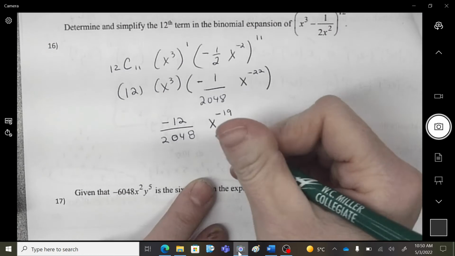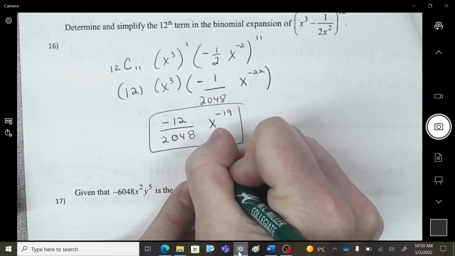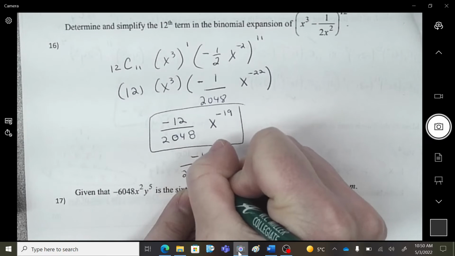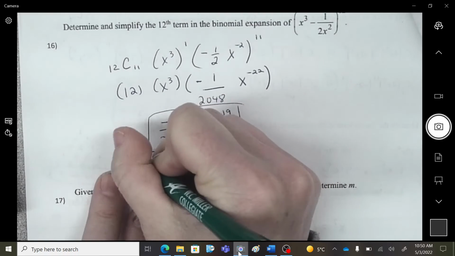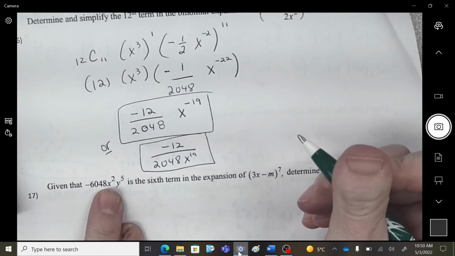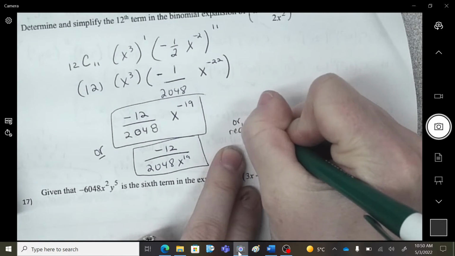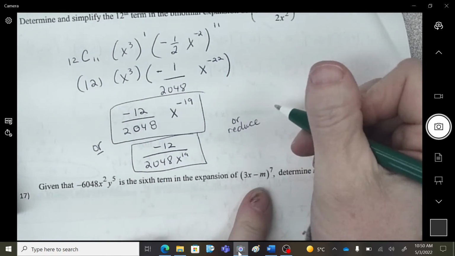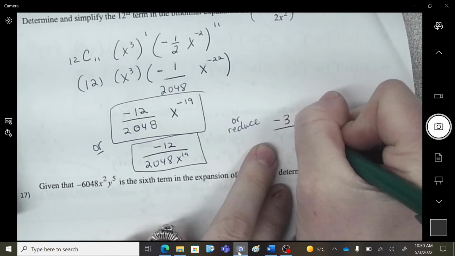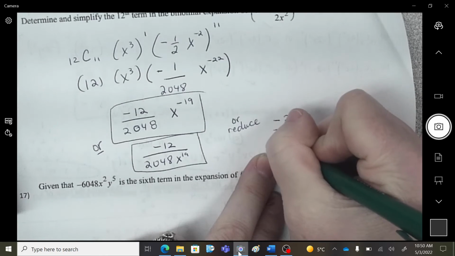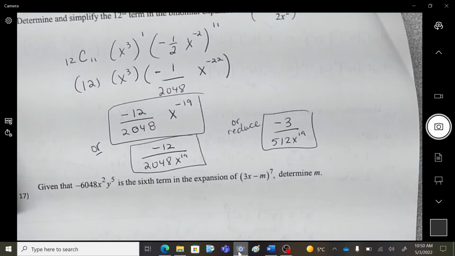Okay, or you could write negative 12 over, and then move the x to the 19th onto the bottom. Or you could reduce the 12 and 2048, which can obviously be divided. So let's go with a negative 3 over, okay, lots of different ones there.